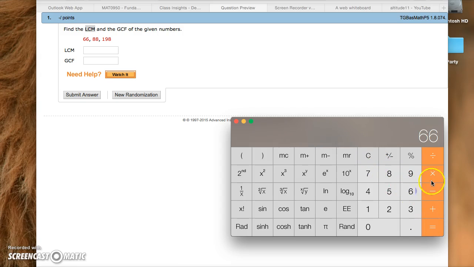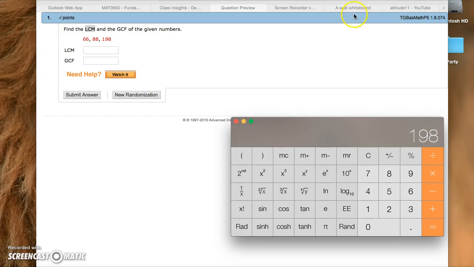We could then take 66 and multiply it by 2, and we get 132. That's the next multiple of 66. Now we could continue this process. 66 times 3, we get 198, and we could continue it over and over again. There are an infinite number of multiples for any given value. Our goal here is we want to find the smallest multiple that is a multiple of all three of these numbers, 66, 88, and 198.